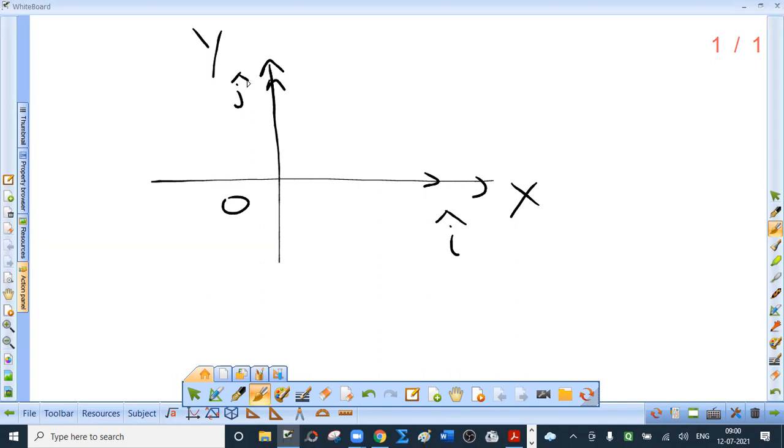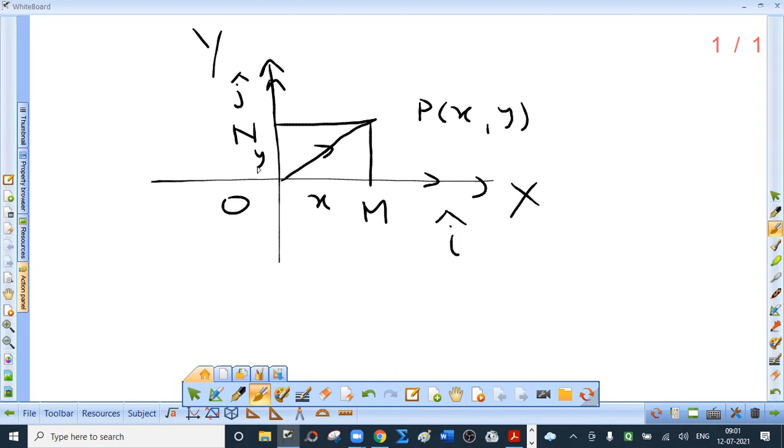Consider any point P(x, y) in the plane. For convenience, I am considering a point in the first quadrant, but it may lie in any quadrant. It may lie on one of the two axes also. Draw perpendiculars PM and PN on the x and y axis respectively. Now you will notice that OM is nothing but x and ON is nothing but y.